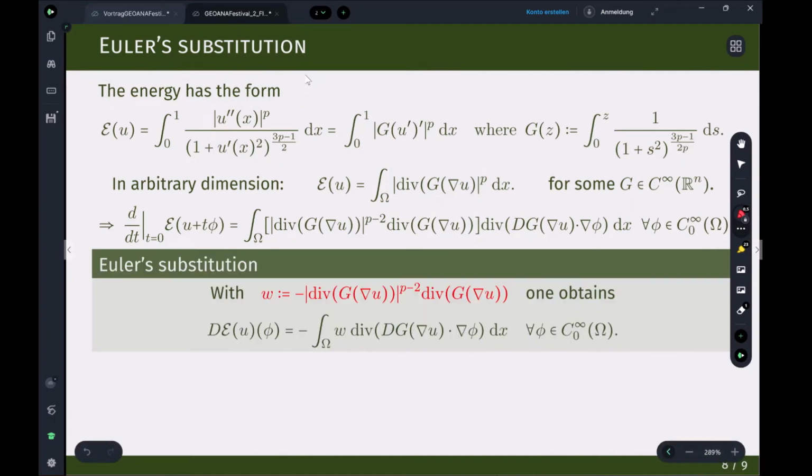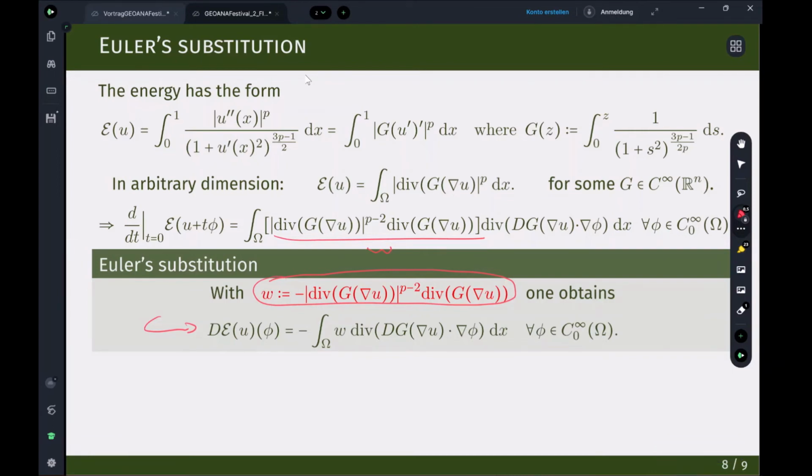And now, if one makes a substitution here, w equals the negative of the absolute value of the divergence of g of nabla u to the p minus 2, times the divergence of g of nabla u. And this is exactly Euler's substitution. This is exactly what you can substitute there. Then your Euler-Lagrange equation, your derivative, takes the following form. So this just becomes w, and then the rest you simply copy.